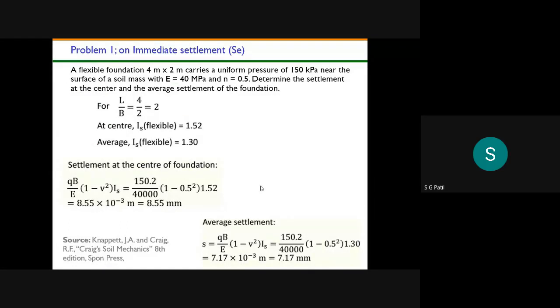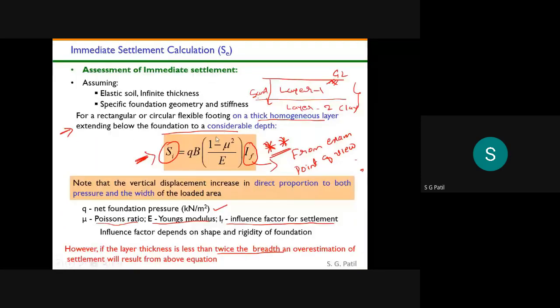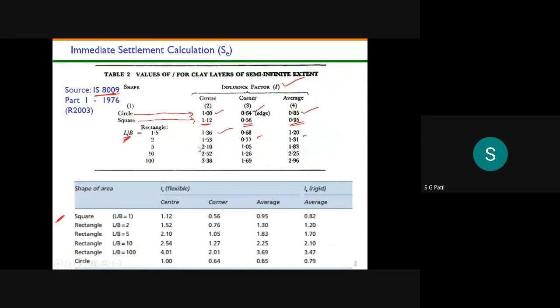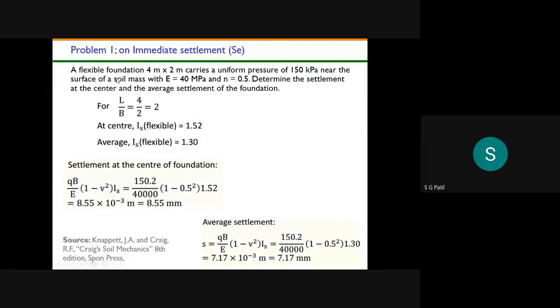So, okay, let's try to solve this problem. Based on the theory and this formula, I have put an example here. So what is this example? A flexible foundation, 4 meter by 2 meter, carries a uniform pressure of 150 kilopascal. This is your foundation. This is my ground level. This is my depth of footing.